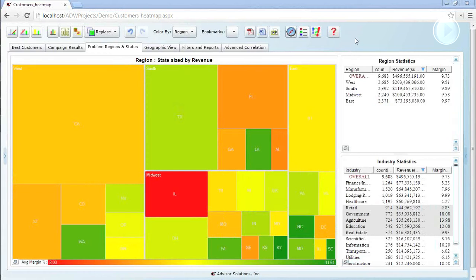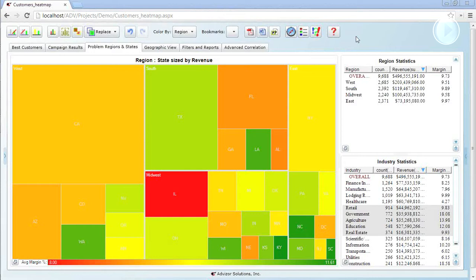Here we have a heat map, also known as a tree map. We're using the same data set that we used in building a dashboard and also in using visual discovery, roughly 10,000 rows of customer data. The difference is here we're looking at it in a very different way. We're grouping the customers within states and regions to get an understanding of performance at an aggregate level.